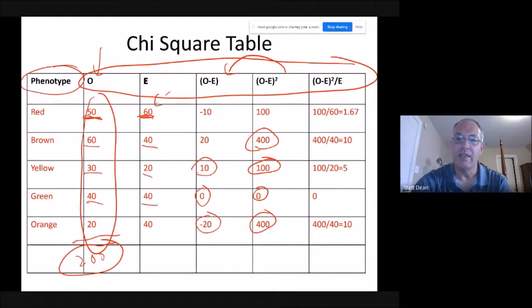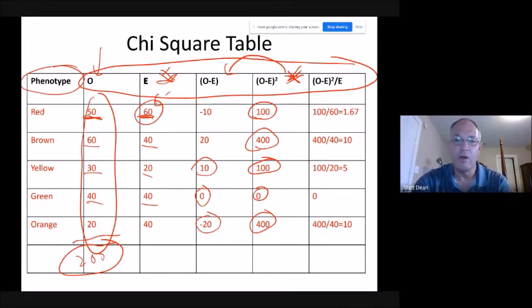Finally, in the last column, O minus E squared over E. So that means take this column and divide it by this column, O minus E squared over E. So in this case, that's 100 divided by 60 here to get 1.67. And you could work this in fractions. You're going to see an example in a minute where I work it in fractions. In this case, I decided to go ahead and divide it out.